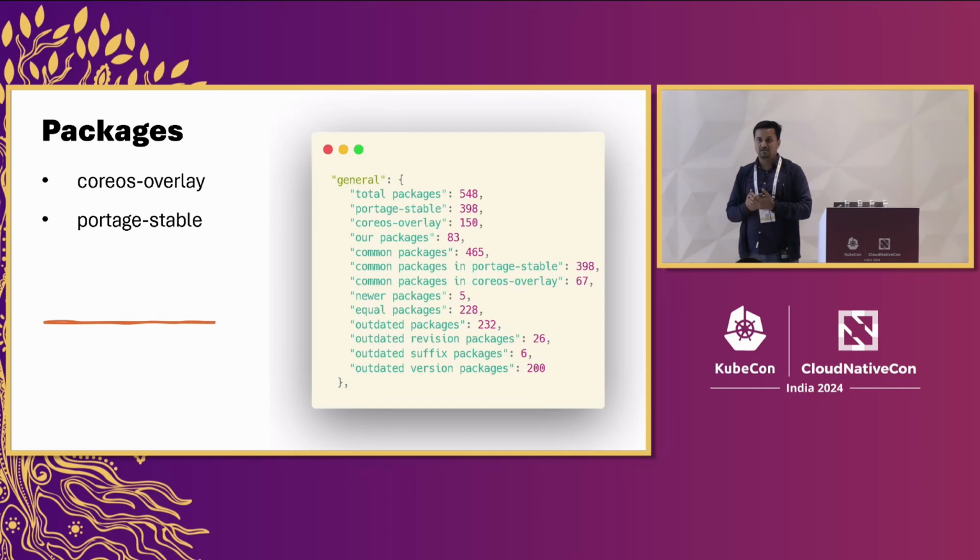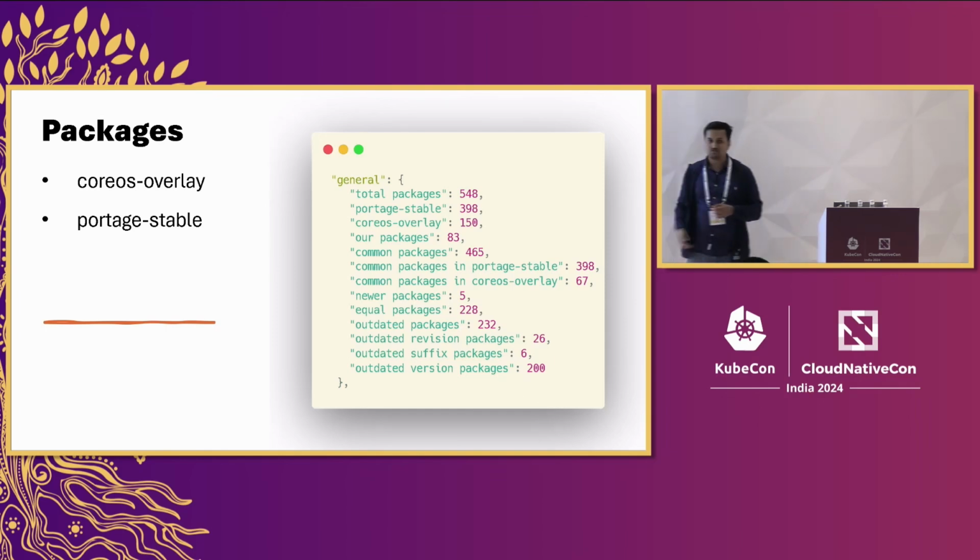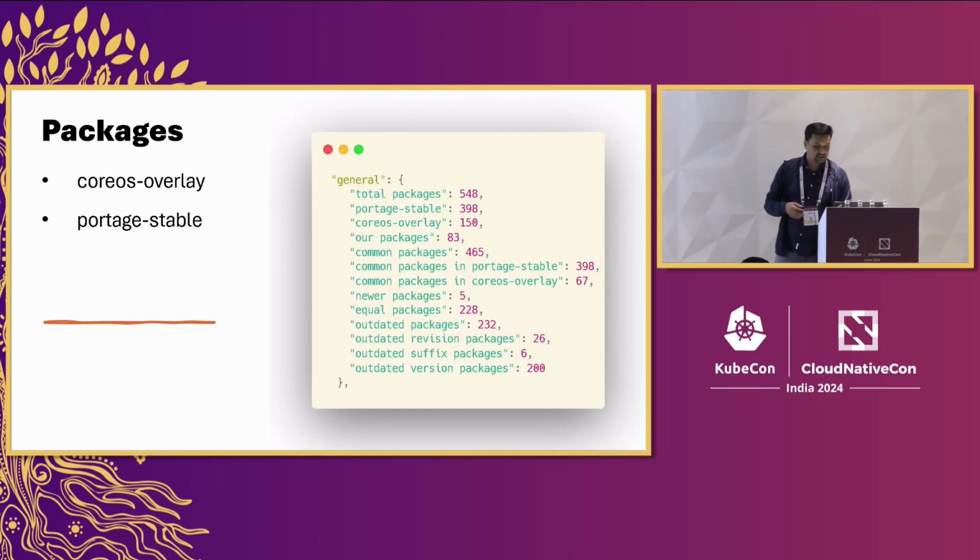So this is a very recent stat. To know what is the health of the packages, we built a small tool which would give what are the outdated packages. At that time, I did not find the script that I wrote, so it basically used to spit out an Excel file. This is a newer thing that we built, but this is probably from 2-3 years back. If you notice here, we had a total of 548 packages, portage at 398, CoreOS overlay at 150. And one thing to mention was the outdated packages even 2 years back was around 232. So these are the things which we kept looking at.